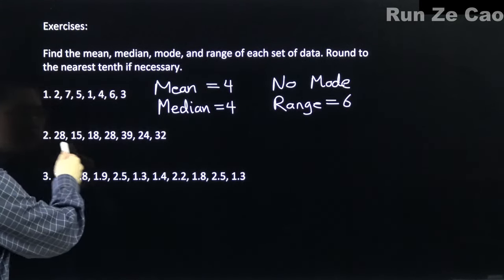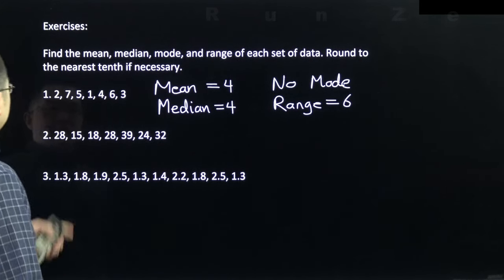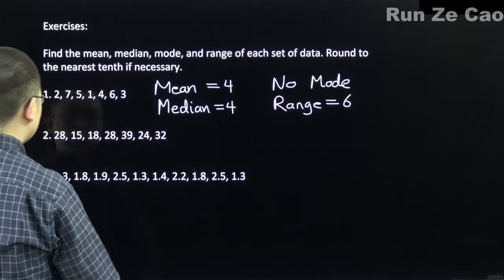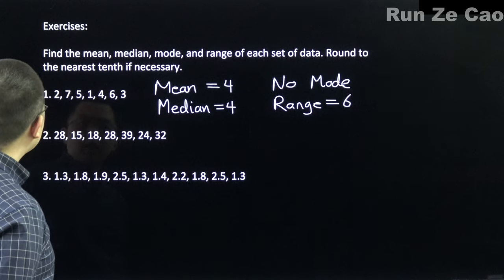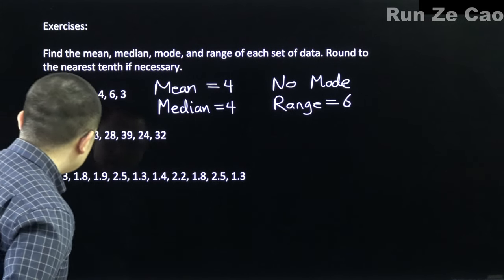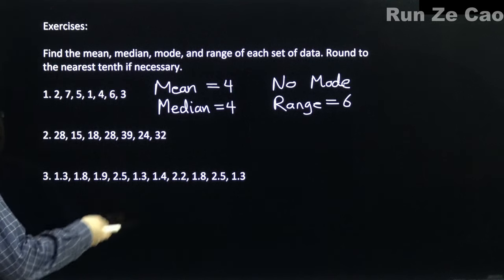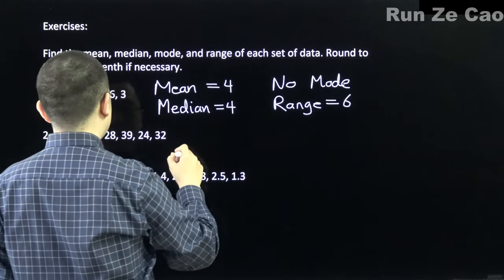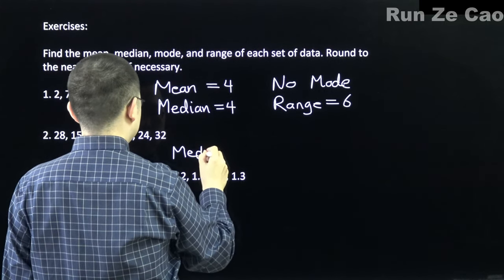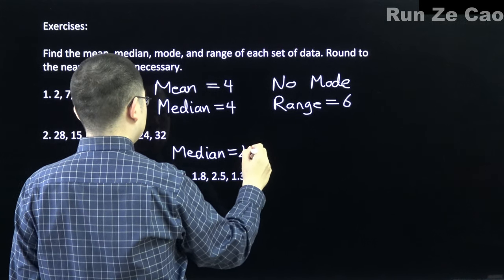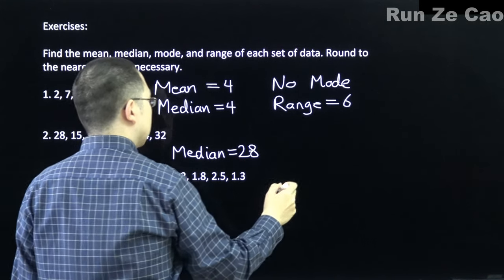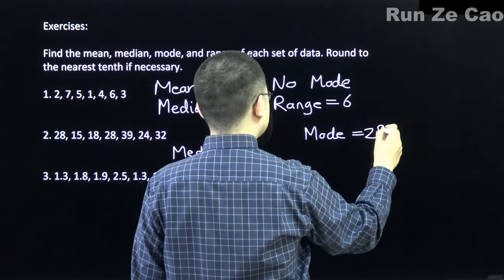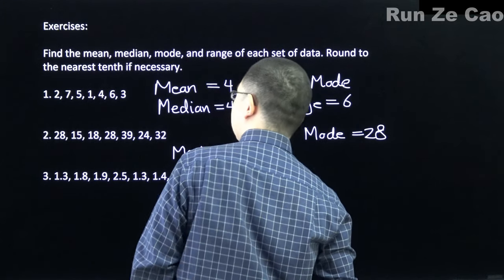Okay, what about this here? 15, 18, 24, 28, 28, 32, 39. There are 7 data points, which means that number 4, when you line up from least to greatest, must be the median. The median is therefore 28. The mode is also 28, because we can see 28 twice here, whereas the other numbers only show up once.